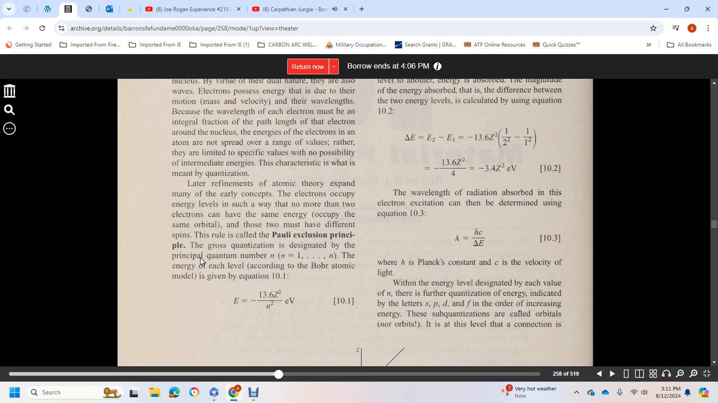Later refinements of the atomic theory expanded many of the early concepts of electrons occupying energy levels, in such a way that no more than two electrons can occupy the same orbital, and those two must have different spins. This rule is called Pauli's exclusion principle. Gross quantization is designated by the principal quantum number n, where n is equal to the nth level. The energy of each level according to Bohr's atomic model is given in equation 10.1.